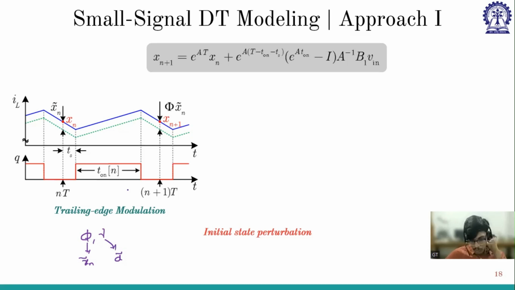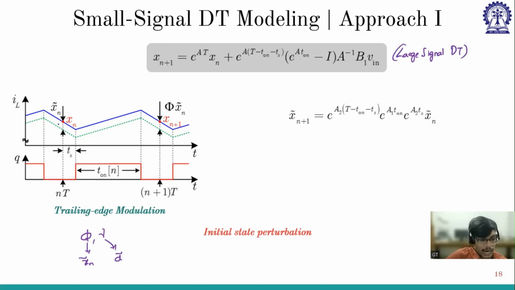So if we discuss phi, this is the large signal DT model that we obtained in the previous slide. Now, this is the xn, right? The duty ratio I'm keeping exactly the same. I am perturbing xn from this point to this point, so there will be a perturbation here. I have perturbed xn by xn perturb. So after one cycle, what is the perturbation? Here the perturbation is phi into xn perturb.